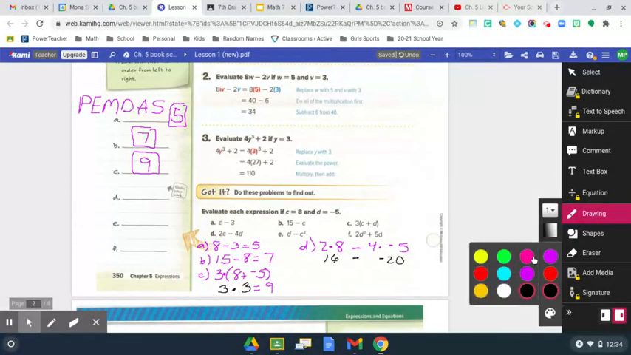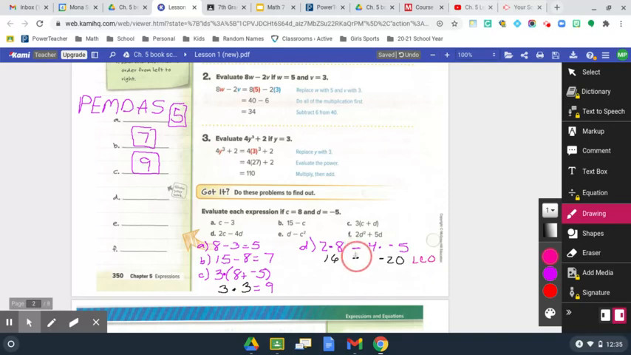So we actually now have a subtraction integer problem that we have to do LCO. Leave, change, opposite. It's now going to become, leave the 16, change to addition. Opposite of negative 20 is positive 20. This now becomes 16 plus positive 20, which now gives you an answer of 36. Letter D, after you evaluate the expression with the negatives and positives combined, you have an answer of 36.